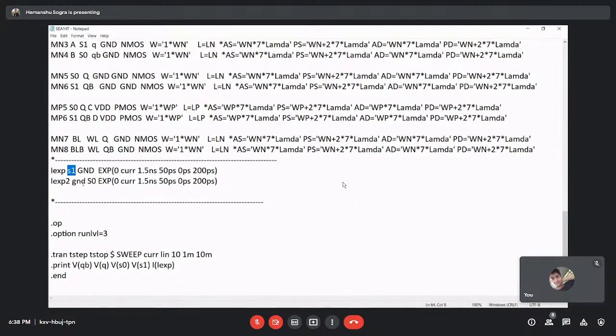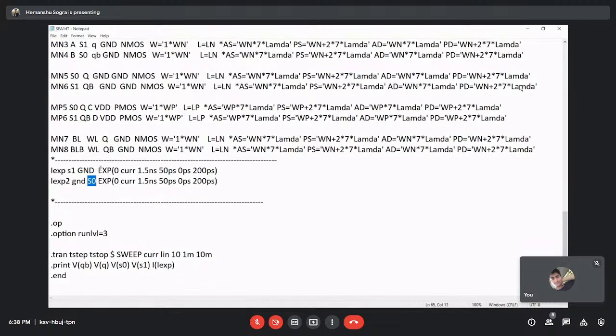Okay, you check it. The logic is that if a node is sensitive due to PMOS, then you apply positive current. If it is sensitive due to NMOS, then you apply negative current, right? So S0 is storing 0. Okay, those things you will see later on. So whether you want to apply positive current or negative current, based on that, S1 to ground or ground to S0. You understood this thing? Yes.